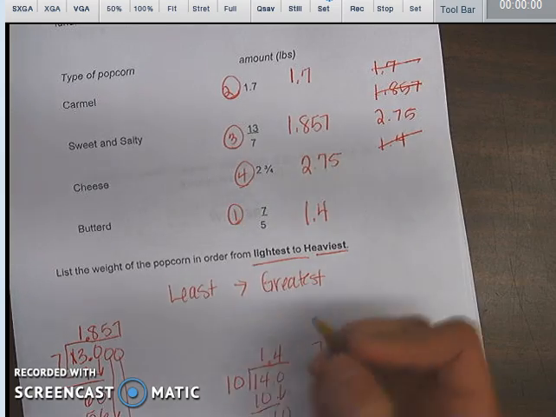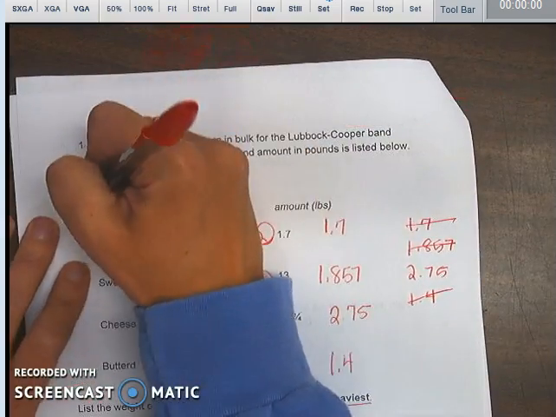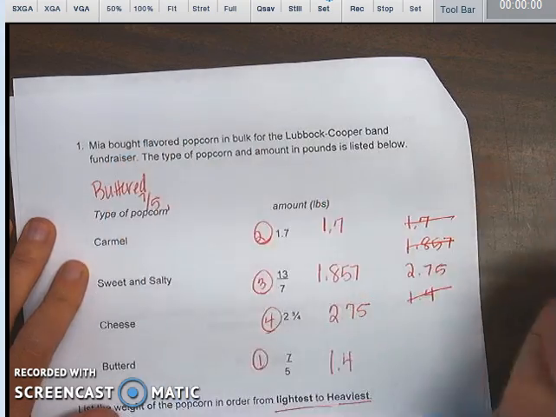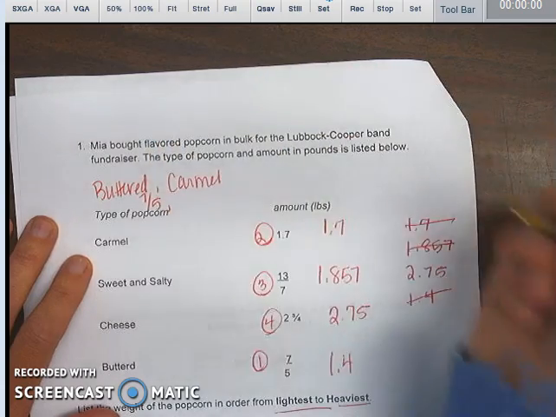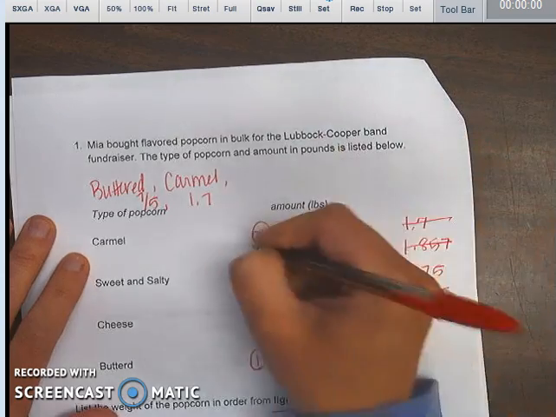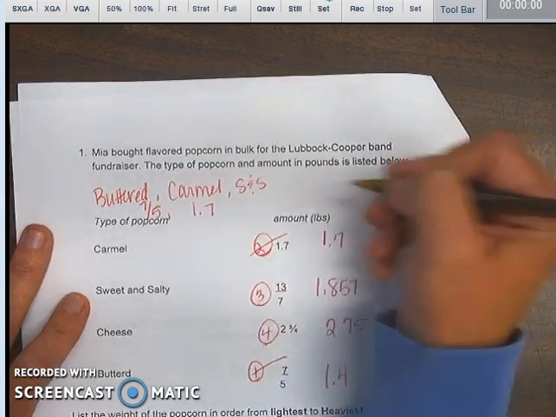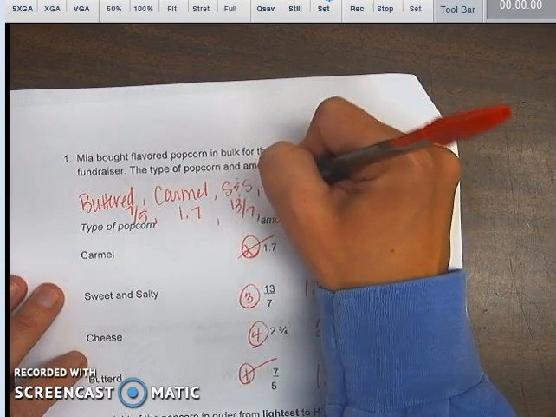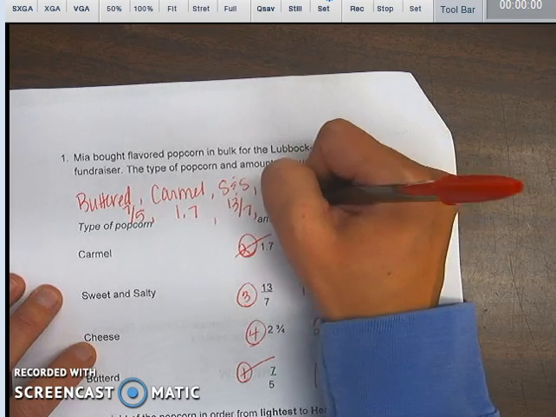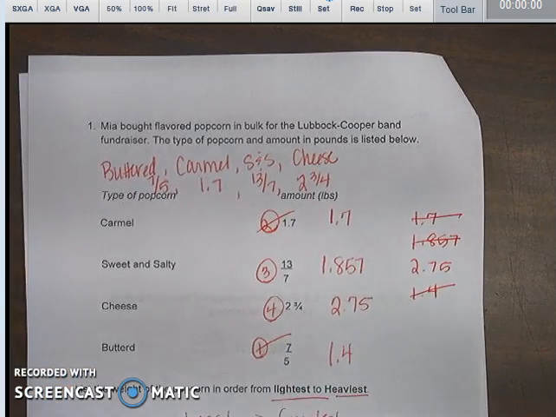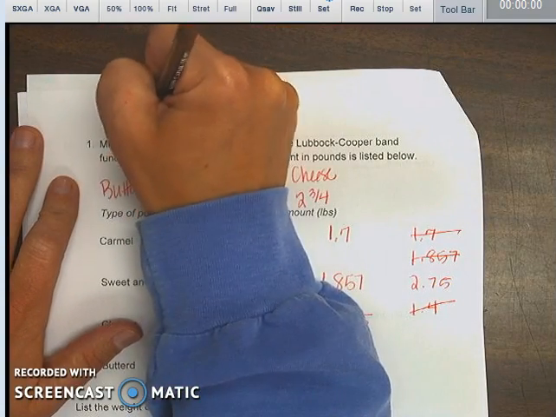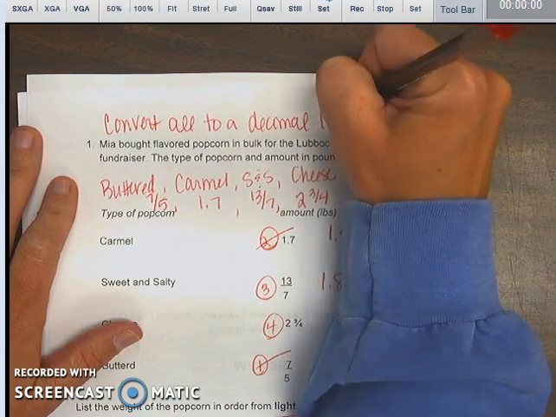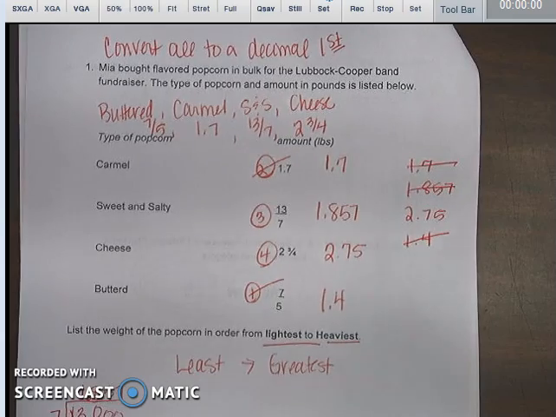So the way I would write this is I would write buttered. Let's write it right up here at the top. Buttered was 7/5. Caramel was 1 7/10. Sweet and salty was 13/7. And then cheese was 2 3/4. Okay? So my hint on this one is convert all to a decimal first. Okay? Easy enough?